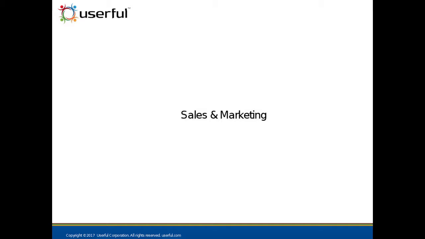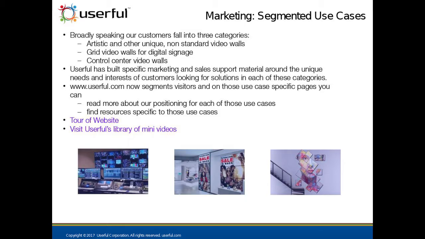So one of the key things to understand about how Userful markets this solution is that we've got a segmented approach to the use cases of our customers. Broadly speaking, our customers fall into 3 categories: artistic video walls for unique non-standard video wall applications, grid video walls for digital signage, and control room video walls for network operation centers, control rooms. Those features are also the same ones that are often bundled up into meeting rooms, huddle rooms, where you want to have some flexibility over what is displayed where. So a lot of corporate communications fall into that category as well. We've built specific marketing and sales support materials around the unique needs of each of these subsets of customers. And so if you go to userful.com, you will see that we segment visitors that are coming into each of those sorts of use cases.